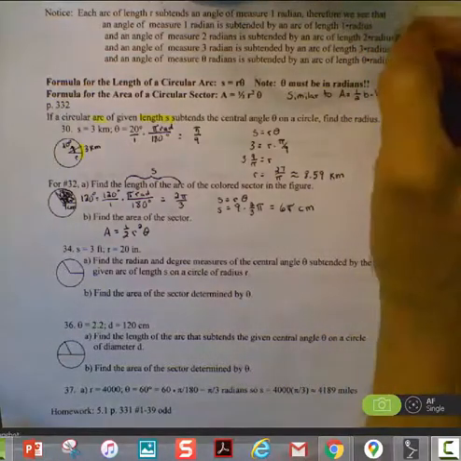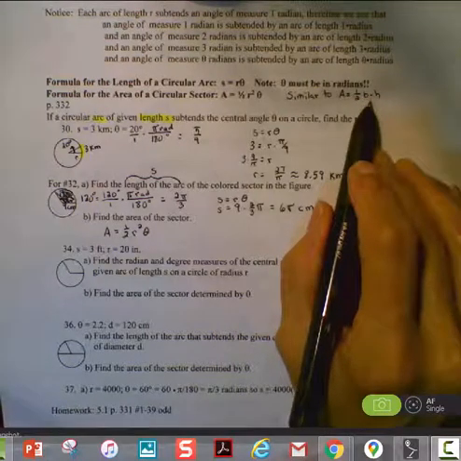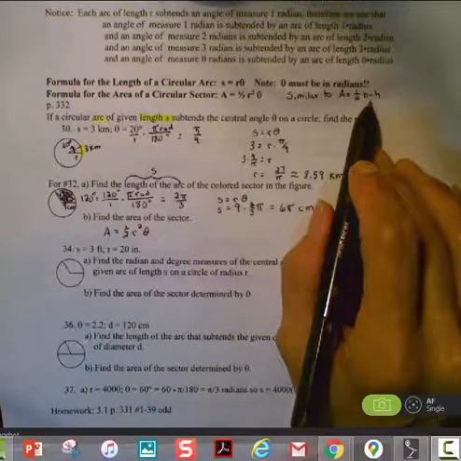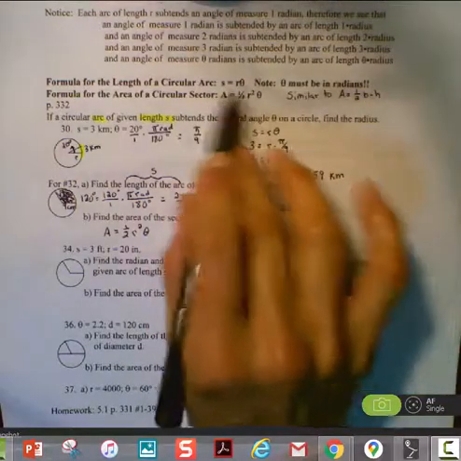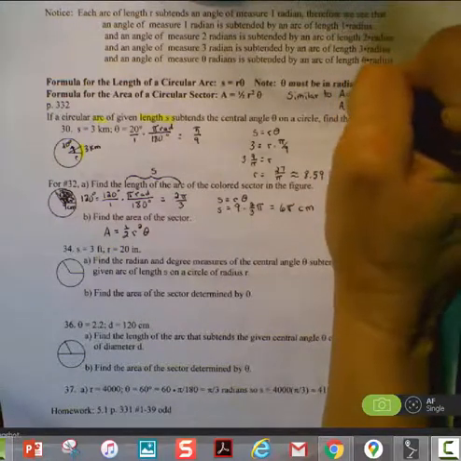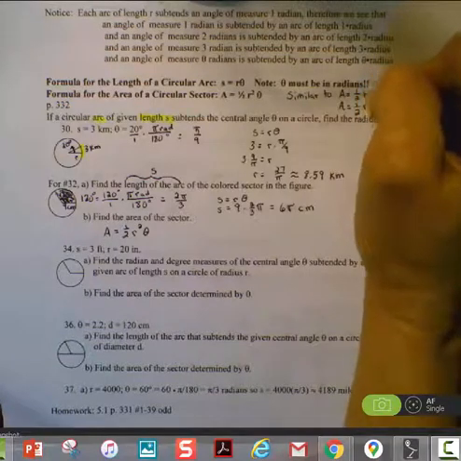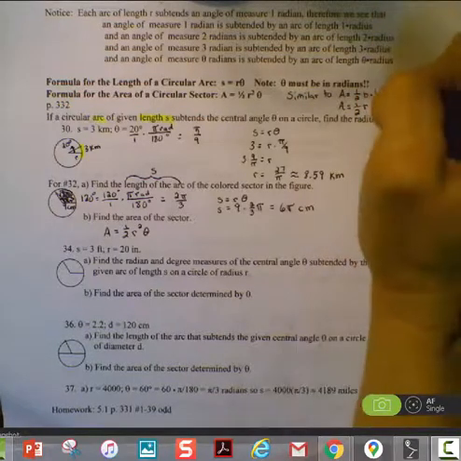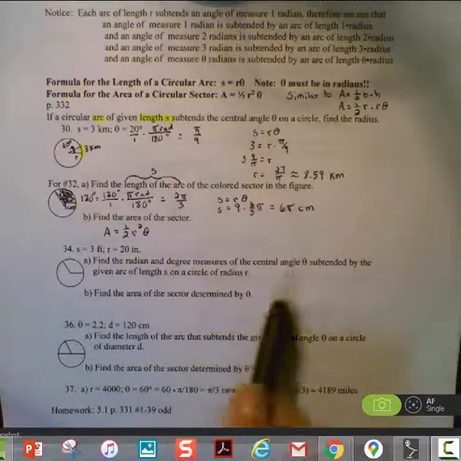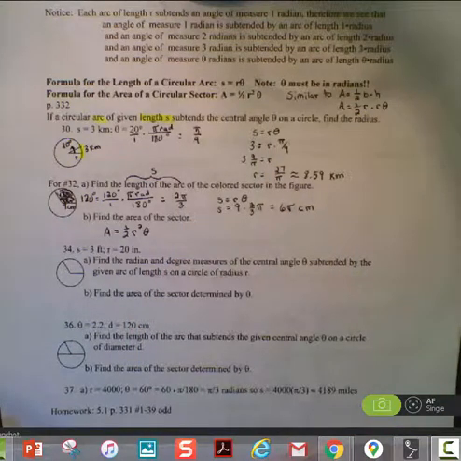But the height of this triangle would be the arc length of the sector. So the base of the triangle is R, and the height of the rectangle is R times theta. And that's where the formula 1/2 R squared theta comes from.